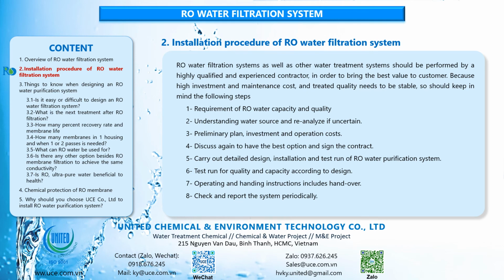2. Understanding the water source and re-analyzing if uncertain. 3. Preliminary plan, investment and operation costs. 4. Discuss again to have the best option and sign the contract. 5. Carry out detailed design, installation and test run of the RO water purification system. 6. Test run for quality and capacity according to design. 7. Operating and handling instructions, including handover. 8. Check and report on the system periodically.